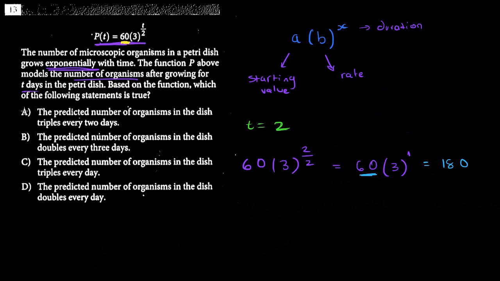If I read answer choice A, the predicted number of organisms in the dish triples every 2 days. That's spot on. And so our answer is going to be A.